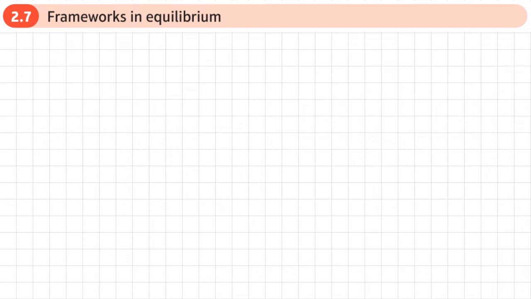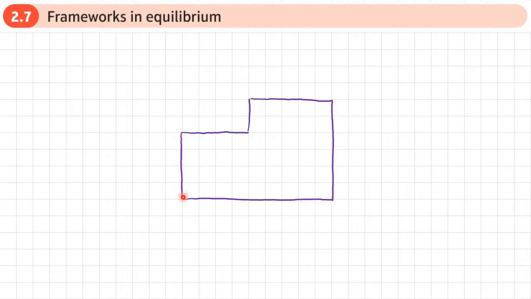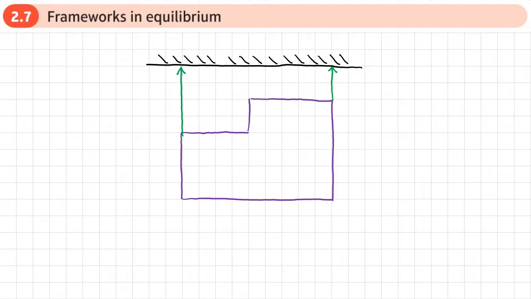This is the 7th section of chapter 2, and this section is on frameworks in equilibrium. So let's imagine that we've got a framework like this one here that's drawn, and it's suspended, let's say from 2 cables or 2 bits of string here. So we'll do those up like that, and we've got some sort of ceiling or some sort of place where it's hanging from. And those 2 bits of string or cable, we have tension in those, so we'll call those T1 and T2. And let's say we're required to work out what these tensions are.